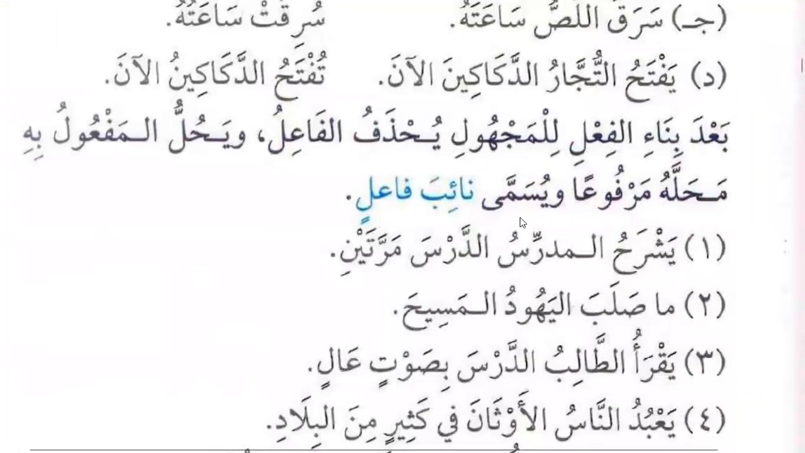After making the verb passive, the subject is deleted and the object replaces its place, its spot, in the marfu state, and it is called naib al-fail, the deputy subject. Listen again. After making the verb for passive voice, the subject is deleted and the object replaces its spot in the marfu state, and it is called deputy subject.